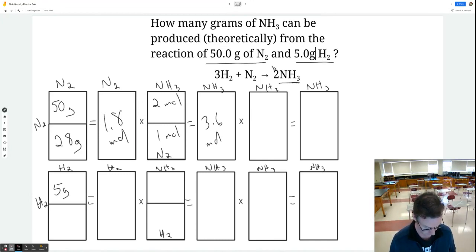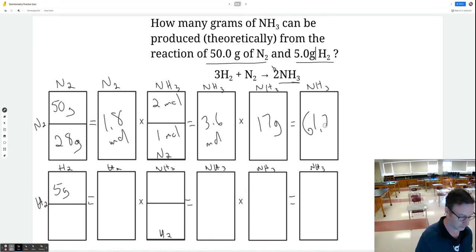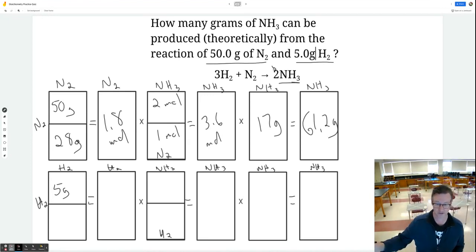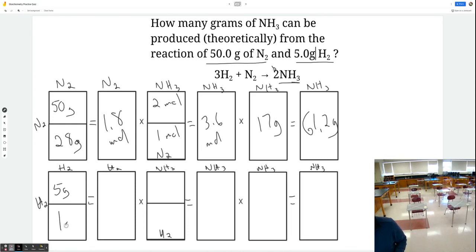And then we multiply that times the molar mass of NH3, and we get 61.2 grams. Okay, so starting with 50 grams of nitrogen, we could produce up to 61.2 grams of NH3, ammonia. Okay, now let's do the second calculation, starting with hydrogen, 5 grams. The molar mass of hydrogen is 2.